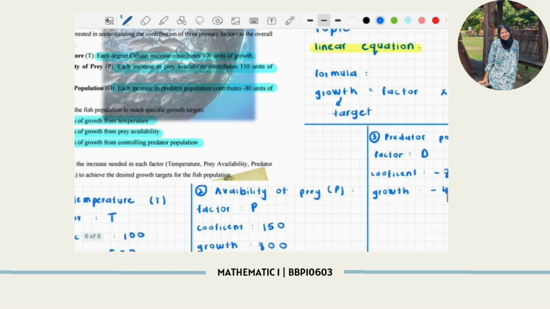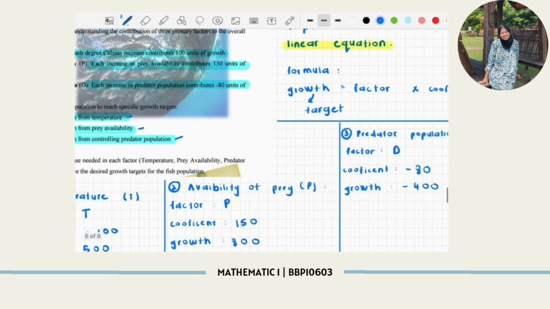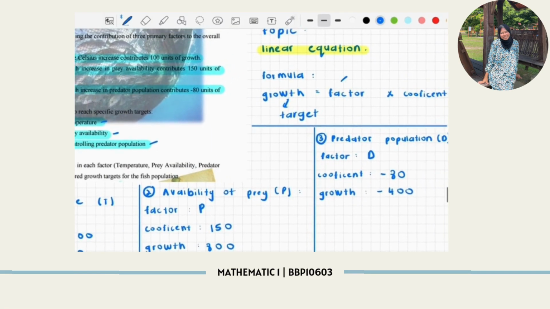So the target here, for temperature we have 500, and then for the prey availability we have 800, and then for the predator population we have 400. And then the factor here means what we want to search, where we want to search the increase for the temperature, T stands for temperature, P stands for the availability of prey, and D stands for the predator population.